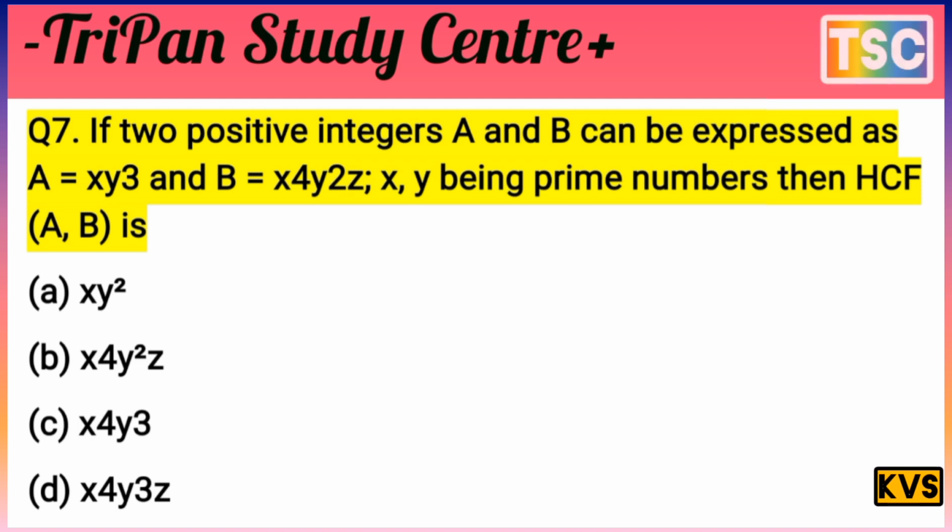It means option A is correct. That's important here. Do you understand? A is the correct answer: x y^2.